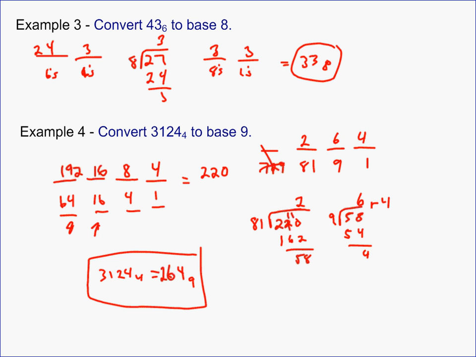So when you're converting from one uncommon base to another uncommon base, one easy way to do it is to convert to base 10 first, and then convert to the base that you want.